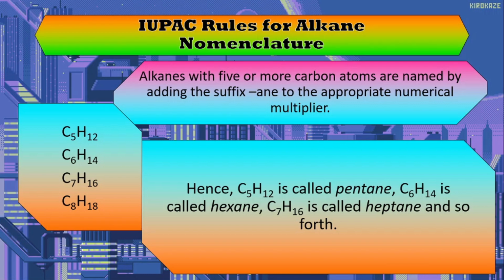Alkanes with 5 or more carbon atoms are named by adding the suffix -ane to the appropriate numerical multiplier. Hence, C5H12 is called pentane since it has 5 carbon atoms. C6H14 is called hexane, hex for 6. C7H16 is called heptane, and so forth.